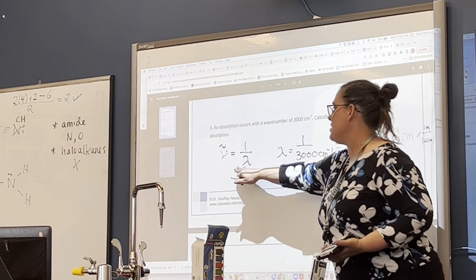The wave number is the reciprocal wavelength. That is the unit in which all of IR spectroscopy is done. Lambda is just the wavelength.